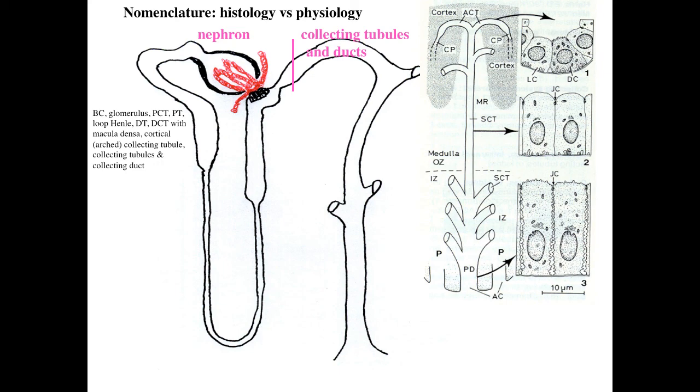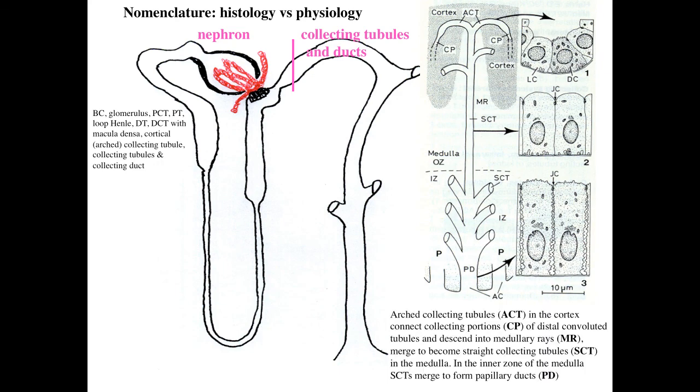Now, I would like to highlight a few things for you on this little diagram that I've inset. We can talk about arched collecting tubules. These are in the cortex. These arched collecting tubules in the cortex are going to connect collecting portions of the distal convoluted tubule, and they're going to descend into medullary rays. And the collecting ducts within medullary rays merge to become straight collecting tubules in the medulla.